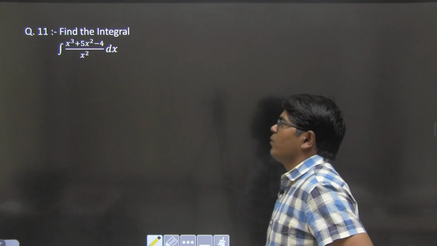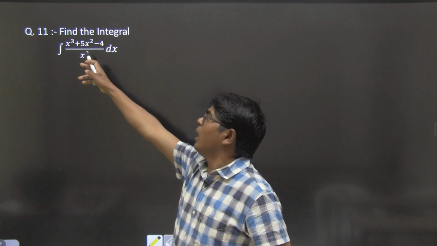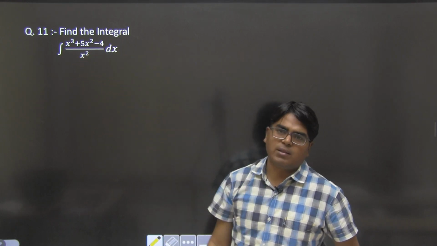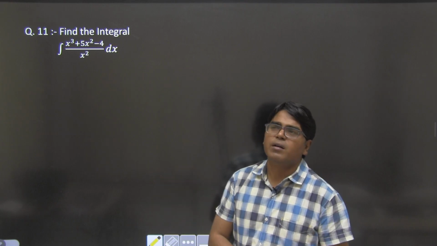In this question, we have to find the integral of (x cube plus 5x square minus 4) upon x square, right? How to do it?